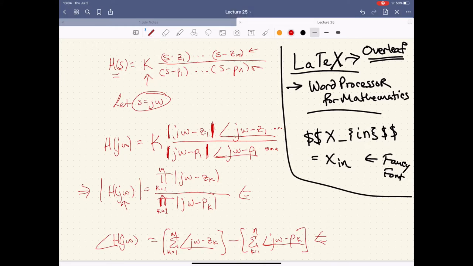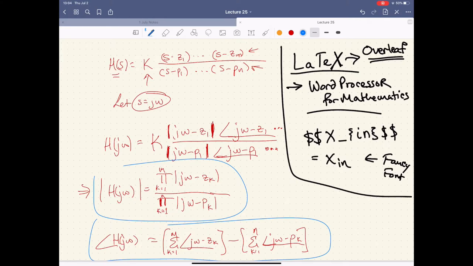And so what we effectively can do is transform our transfer function into just this business and this business. And what do you know, we're able to easily plot out our magnitude plot, which is this, by the way, and our phase plot. And that gives us a lot of information about the system.